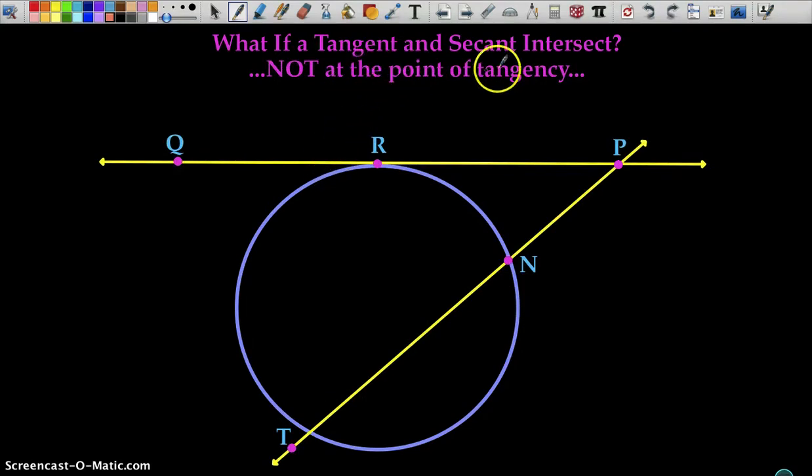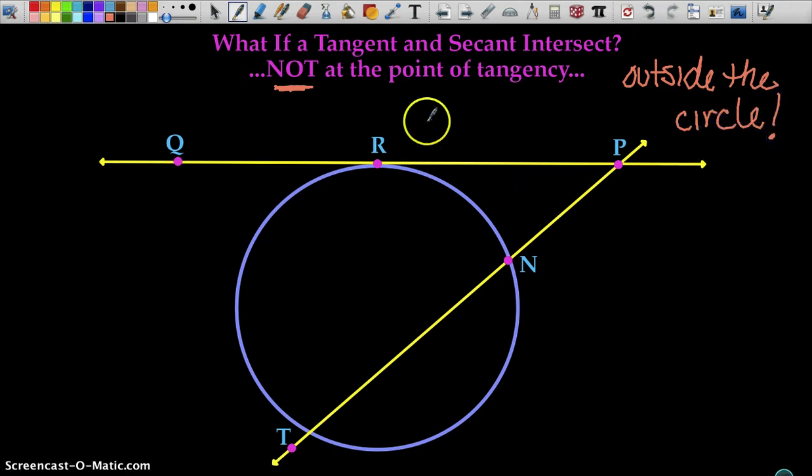Okay, so what if a tangent and a secant intersect, but this time not at the point of tangency? So outside, maybe that might be important. Add that outside the circle. Okay, so this is when they intersect outside the circle, which would make sense because a tangent cannot go inside, so its only option is outside. Well, what you notice happens when those two intersect is that there's an arc formed right here, as well as an arc that is formed by the same two lines up here.